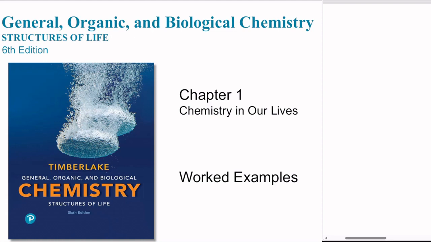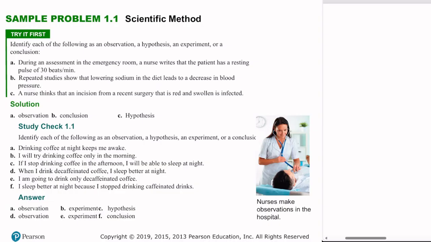Now it's time to complete some worked examples for Chapter 1 to ensure that we understand the material we've covered. Sample Problem 1.1 reviews the scientific method. Identify each of the following as an observation, a hypothesis, an experiment, or a conclusion.